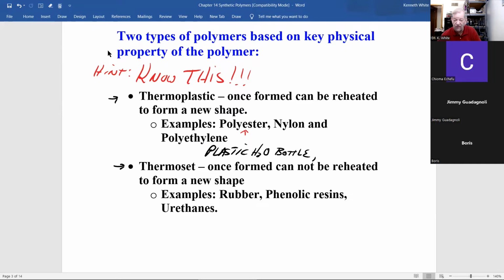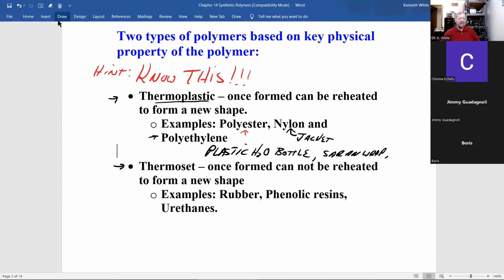Another example would be saran wrap. That's what polyethylene is. Or that kitchen wrap. I don't buy saran wrap, I get it from Costco. And nylon, like a nylon jacket, you can melt and reshape all of those. And therefore, they're called thermoplastics.